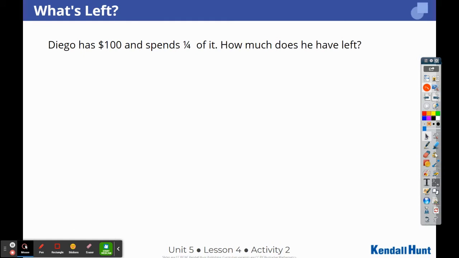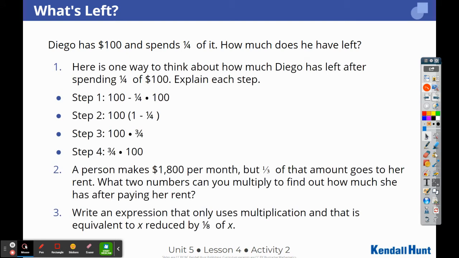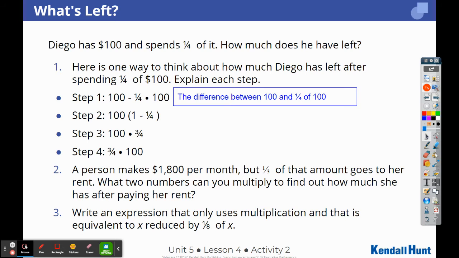All right, Diego has $100 to spend, and he spends a quarter of it. So how much does he have left? So logically, you might find out what 1/4 of 100 is, and subtract that. And so that's a method that we can use to figure out how to find a fraction to multiply to make it faster. So in this process, we're going to start with 100, and then we're going to subtract a quarter of 100. And so that is the first step, is to find the difference of 100 and a quarter of 100.